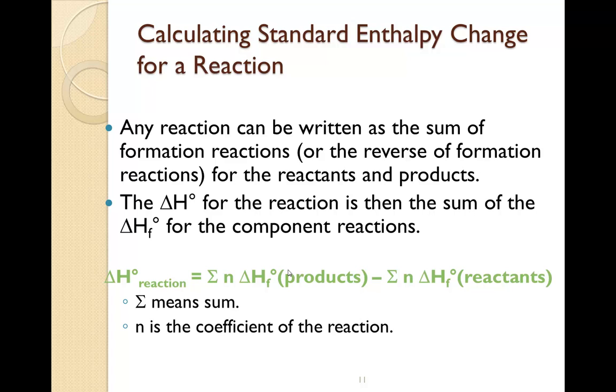So the delta H of reaction is the sum of the products' formation enthalpies minus the sum of the reactants' formation enthalpies. In case you don't know, sigma means sum, adding it together, and n is the coefficient of the reaction. So in other words, when we're looking at the chemical reaction, the n is this.